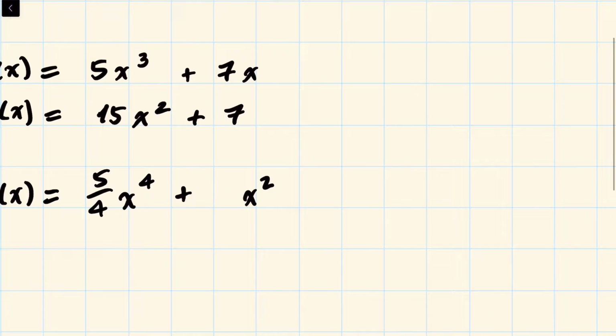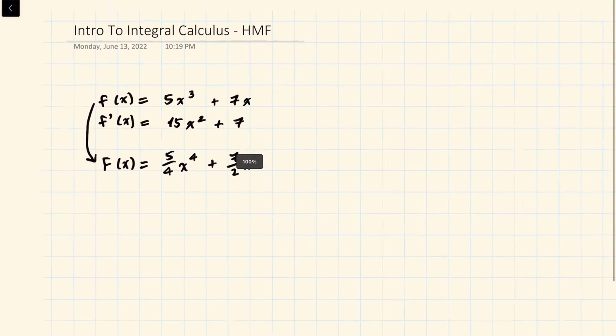But we're not done yet because we have a 7 here. We're going to put that 7 over 2, because when we bring that exponent to the front and subtract by 1, those 2's are going to cancel out, right? And then we're not done, actually.